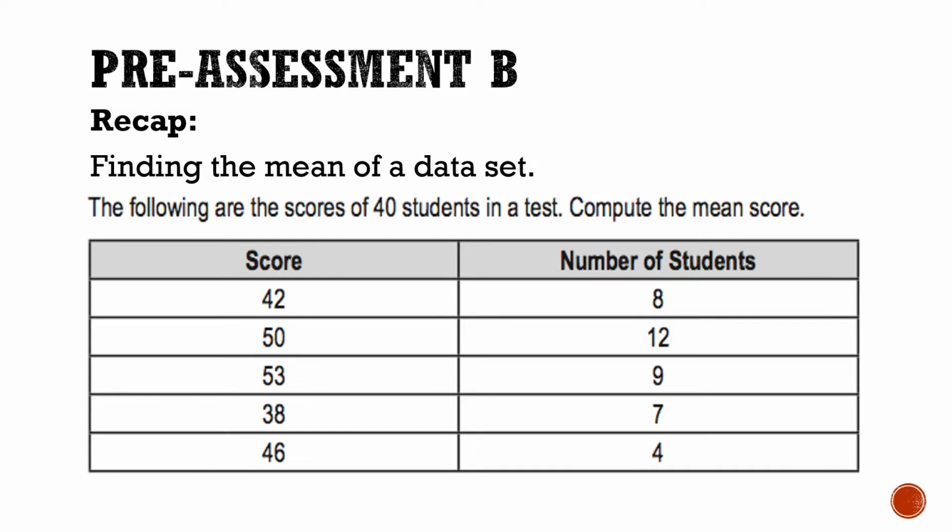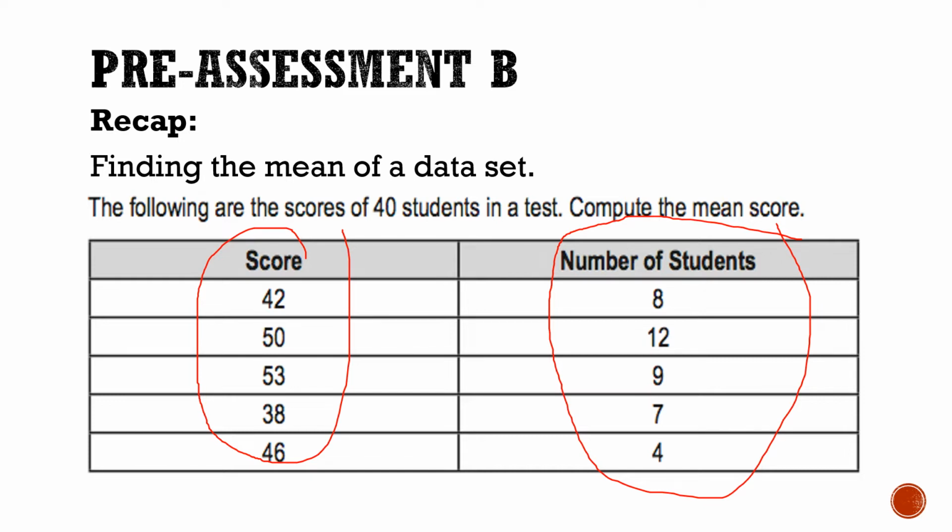So for pre-assessment B, let's recap or recall the process of finding the mean of a data set. Given the following are the scores of 40 students in a test, we're asked to compute the mean score. In your first column, there's a given value of scores here. And in your second column, there's a given number of students that will be mapped to each score in your first column. So 42 for 8, then 50 to 12, 53 to 9, 38 to 7, and 46 to 4.